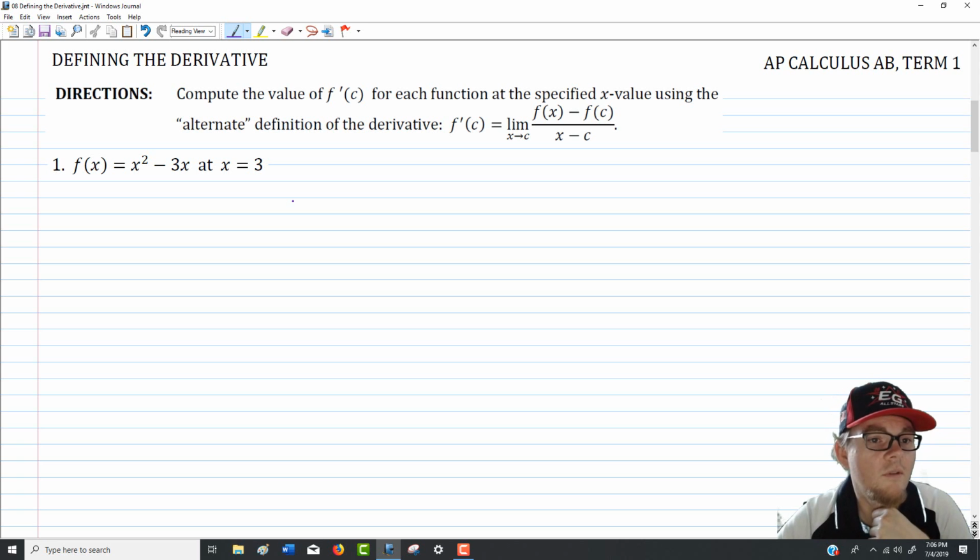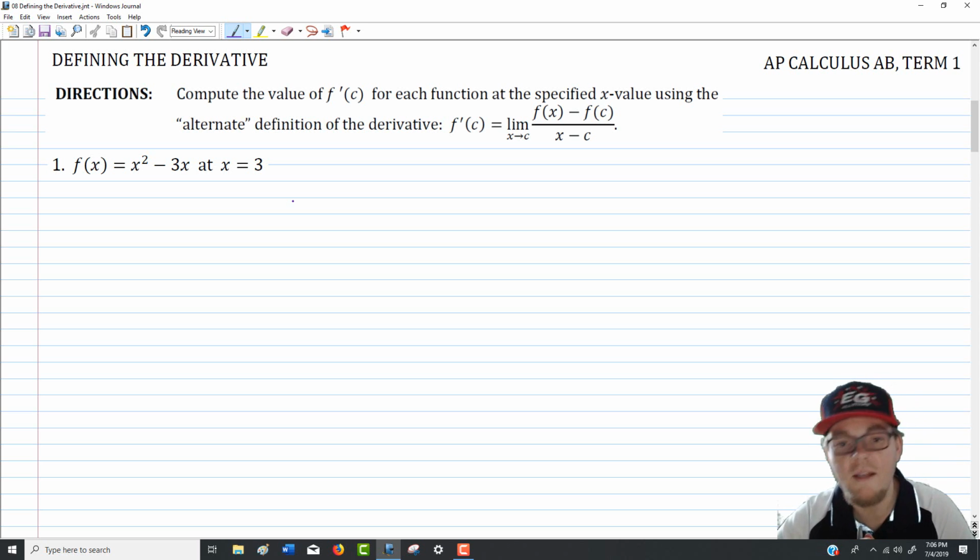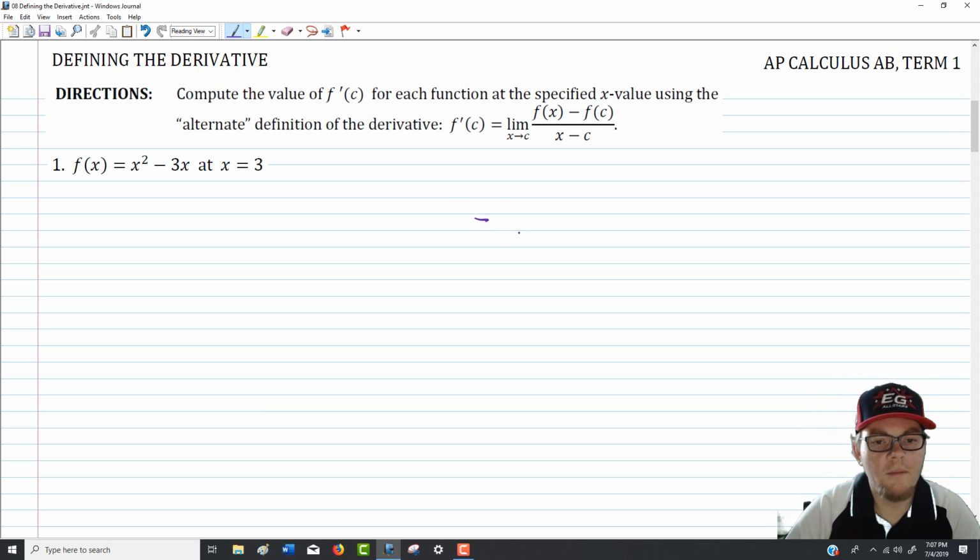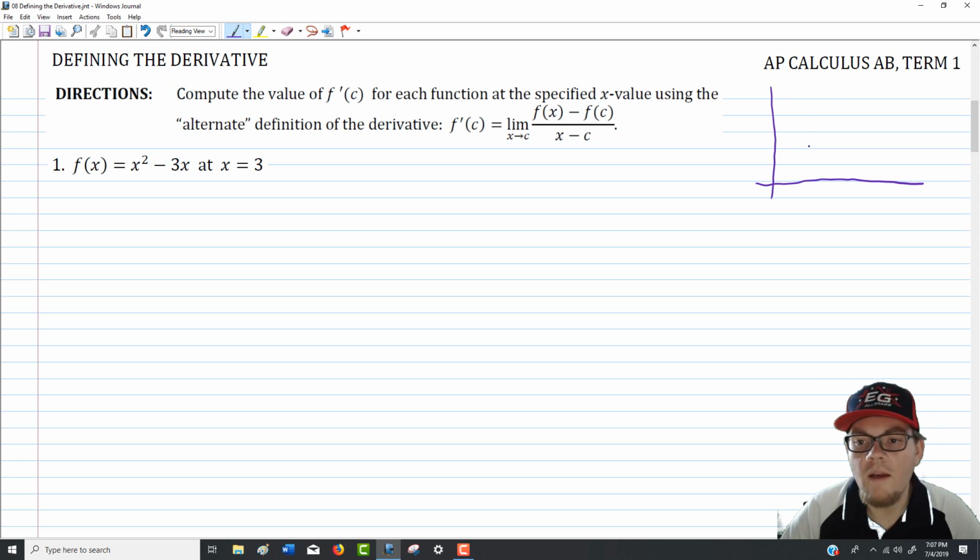So in this case, it says compute the value of f prime of c for each function at the specified x value using the quote-unquote alternate definition of the derivative. f prime of c equals the limit as x goes to c of f of x minus f of c over x minus c. So before we jump in, it's worth reminding you where this is coming from. I'll do a quick illustration of the picture of what we're talking about here.